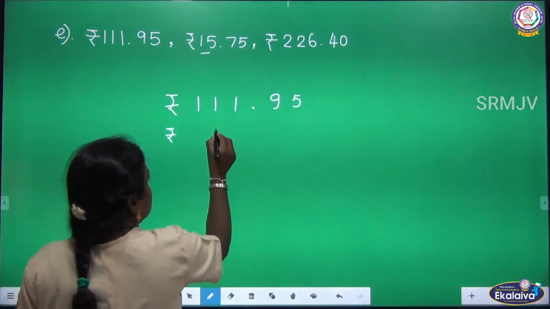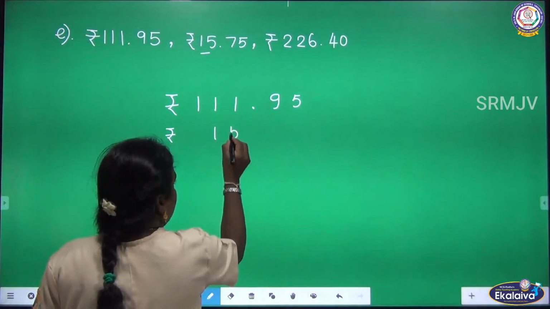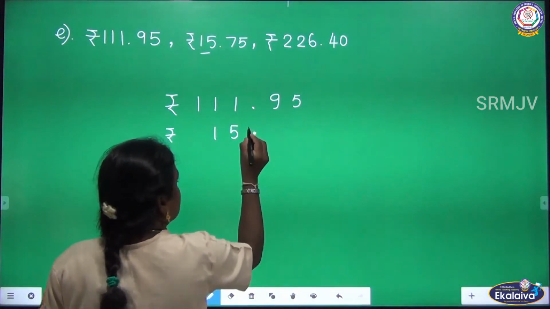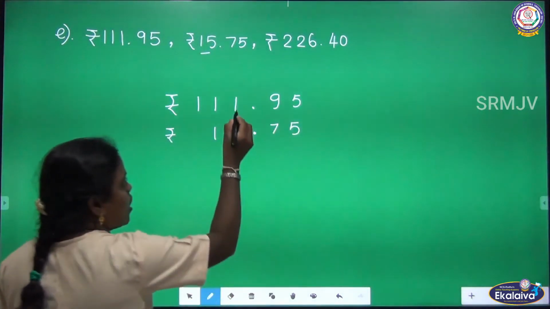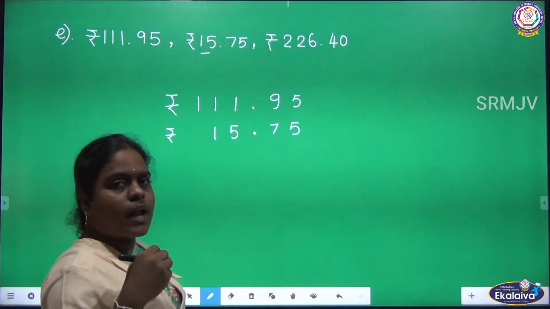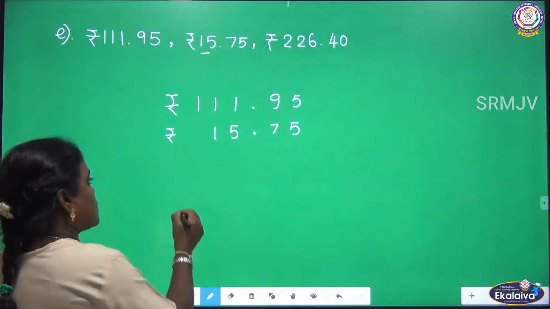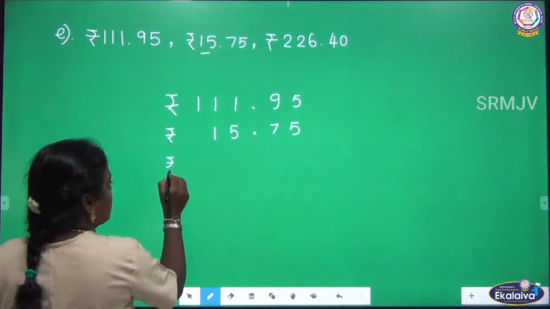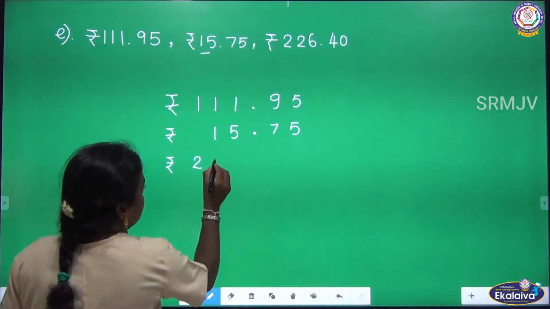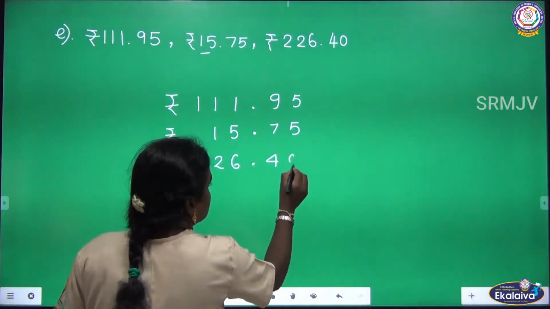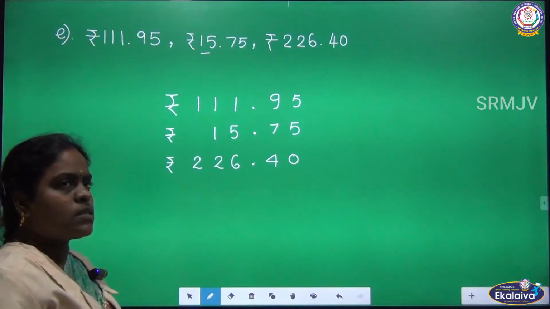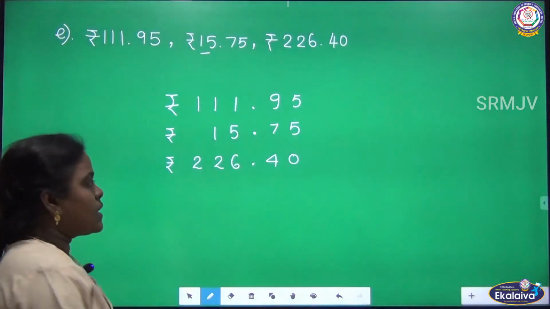15 rupees, 15 dot 75 paise. Now look at the third amount, 226 rupees and 40 paise. Yes, now we have arranged the given amounts. Let us add.